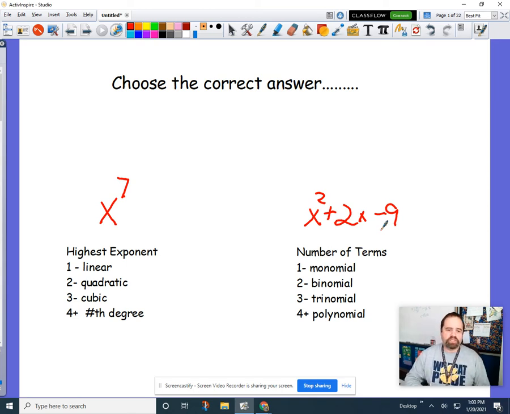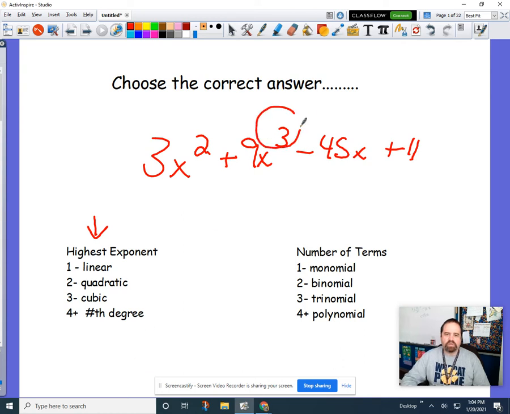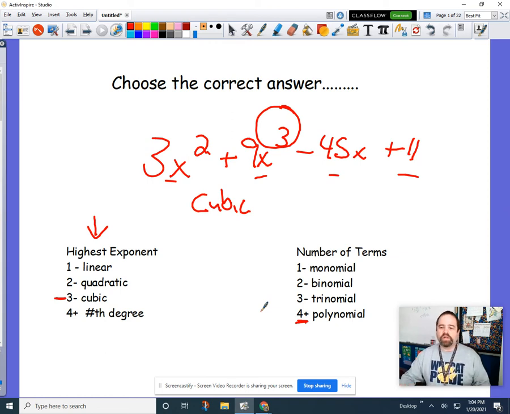Okay, so I'm going to put these here. We'll do one example real quick. If I came up with something like 3x squared plus 9x cubed minus 45x plus 11, just completely made it up out of thin air, you need to find the largest exponent in the expression. So this thing is a cubic, C-U-B-I-C, and there are 1, 2, 3, 4 terms. So it is a cubic polynomial. That's it. One from the first column, one from the second column. That's what it's called. Okay, there are 20 of these, but it's multiple choice. We're going to go through this real quick.